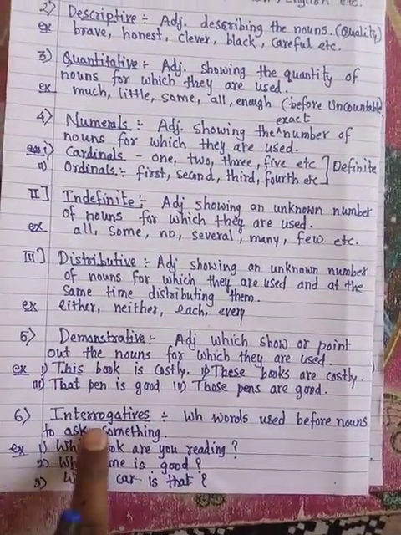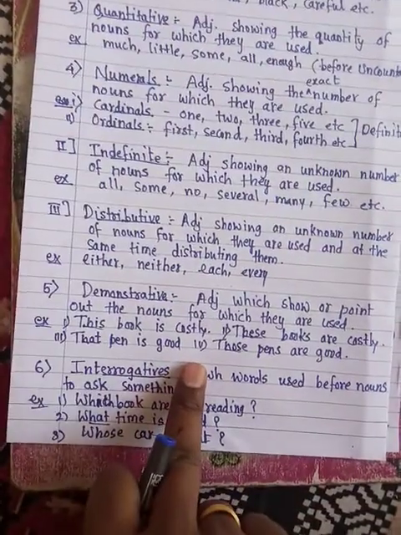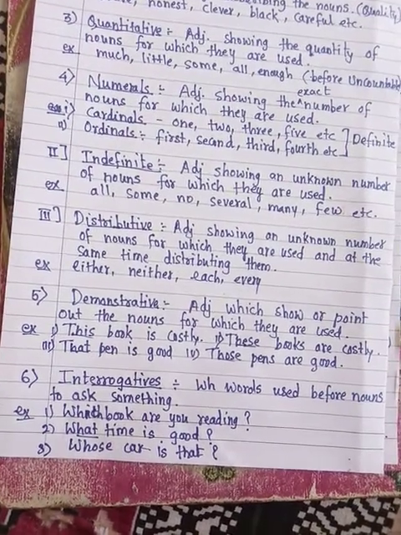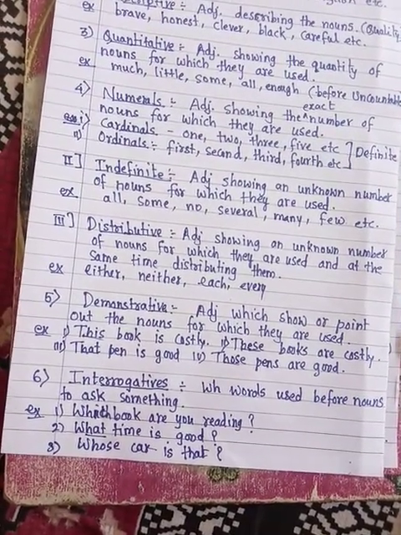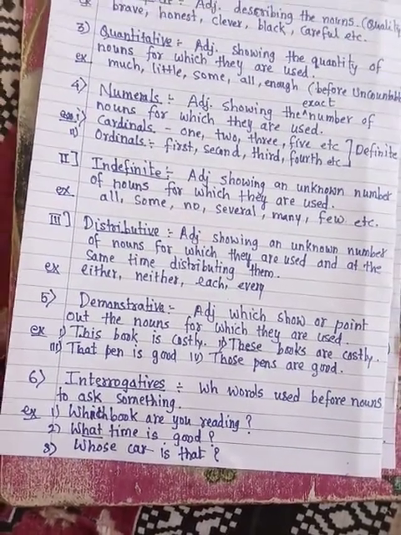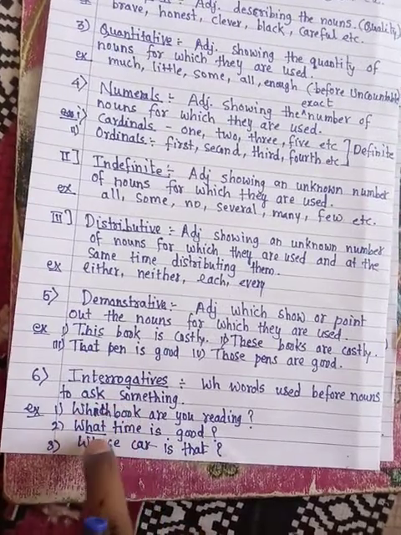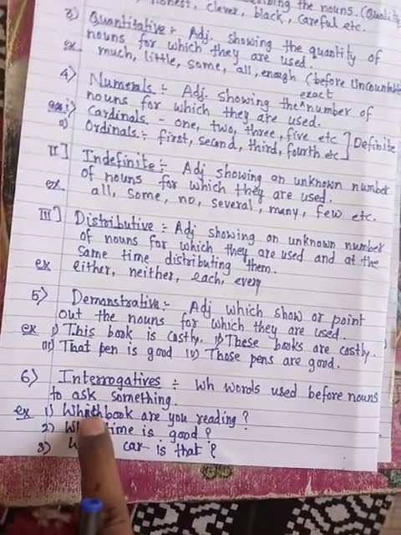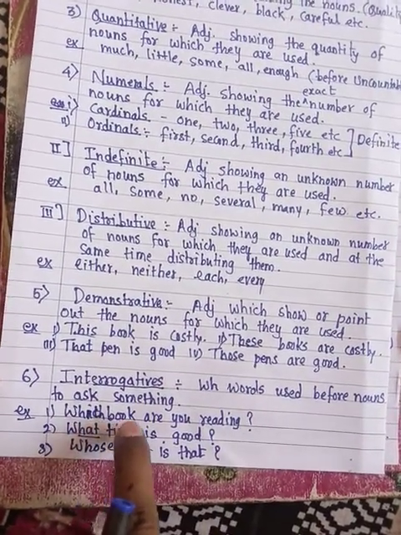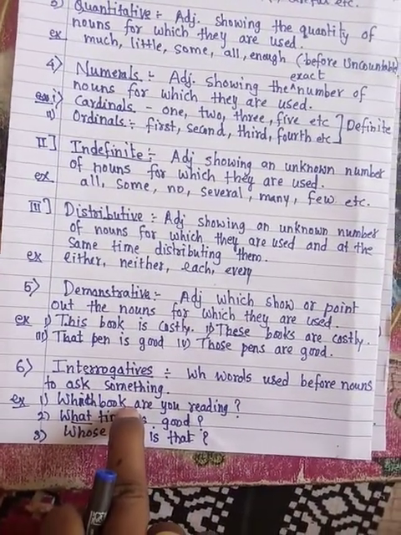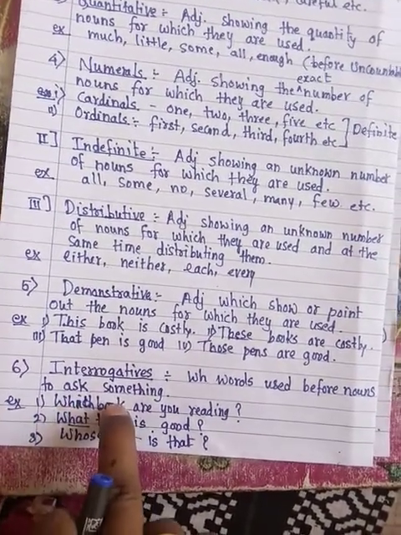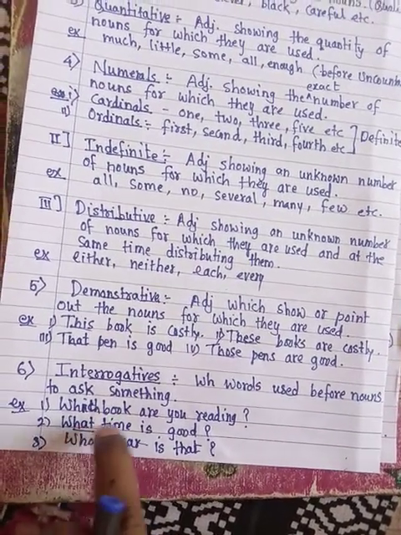Interrogatives. Interrogatives are WH words. You already know there are in total 13 WH words. Of them, only 3 are adjectives, means a noun can be used immediately after those WH words. Those 3 words are which, what, and whose. See here, which book are you reading? So which is doing the work of adding more information to book. So which book means which type of book. What time means at what time.